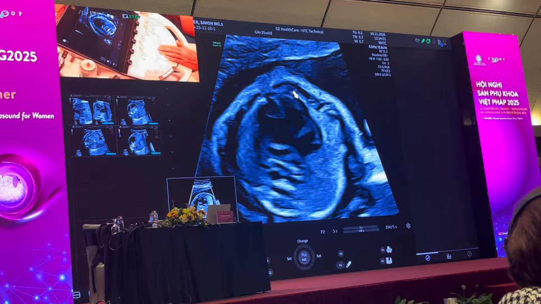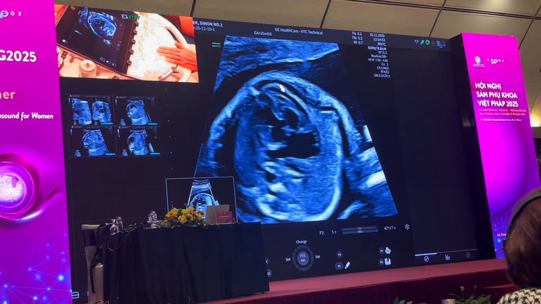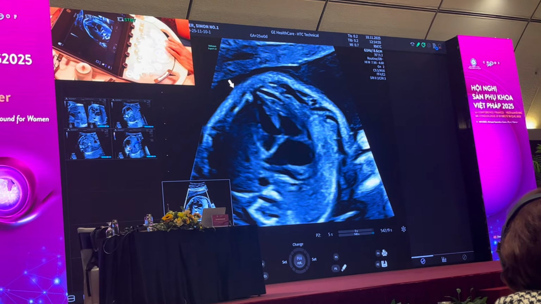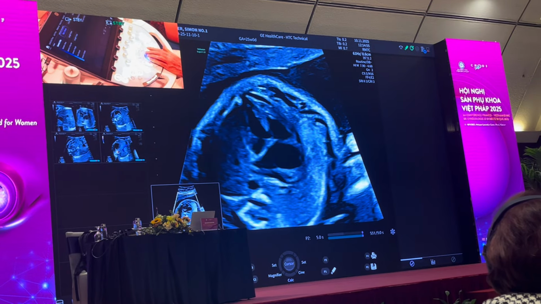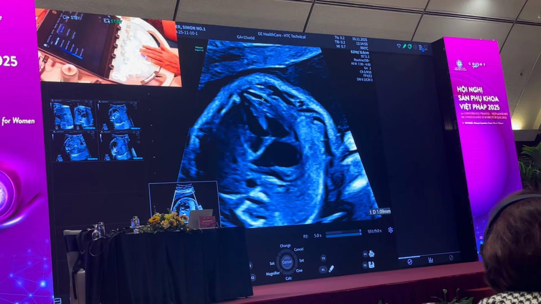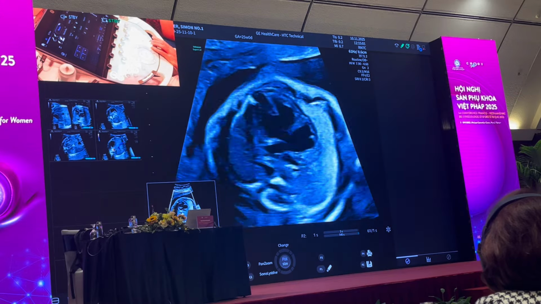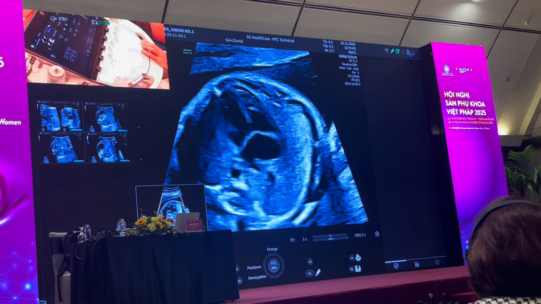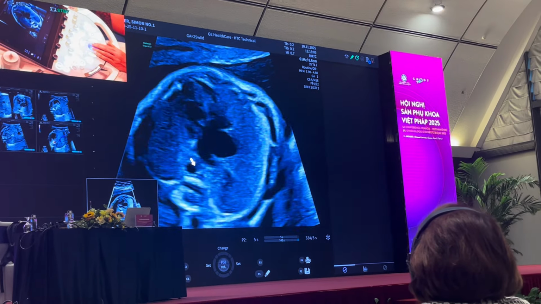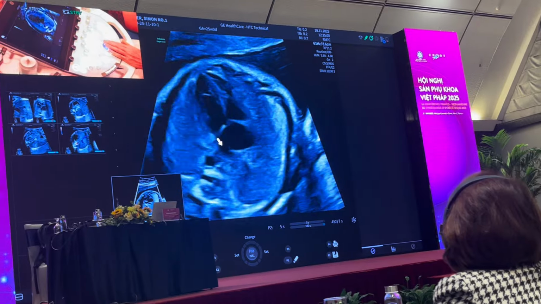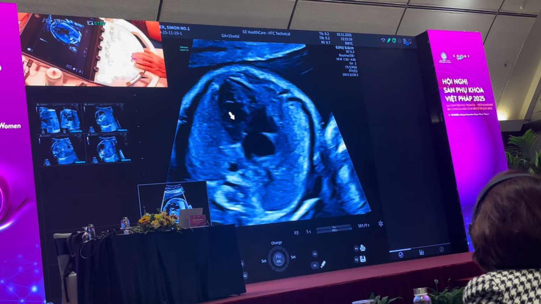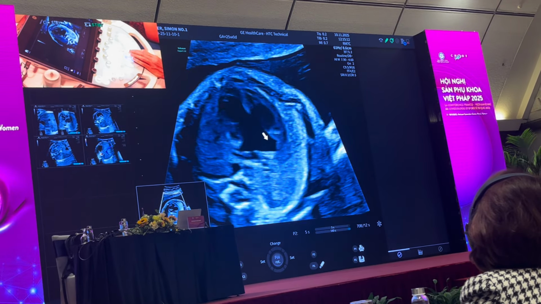In the baby's heart, I can see that there is fluid around it. This is normal when the measurement is less than 2 millimeters. When I'm looking at the movement of the valves, I'm looking into the chambers. This is the descending aorta, left atrium, left ventricle, right ventricle, right atrium.